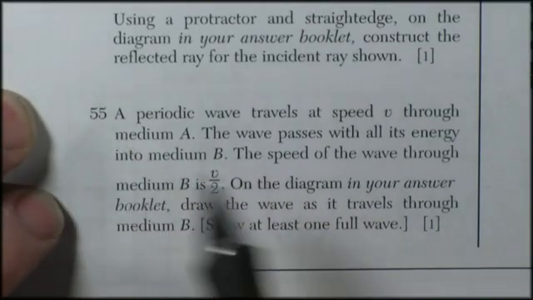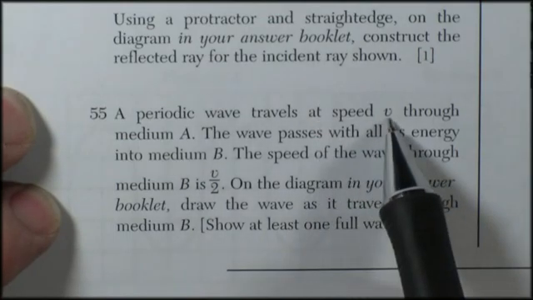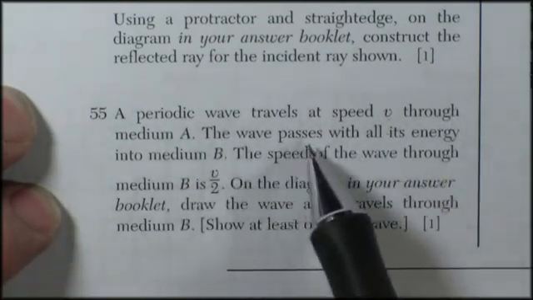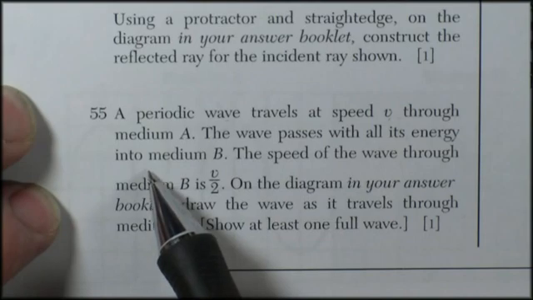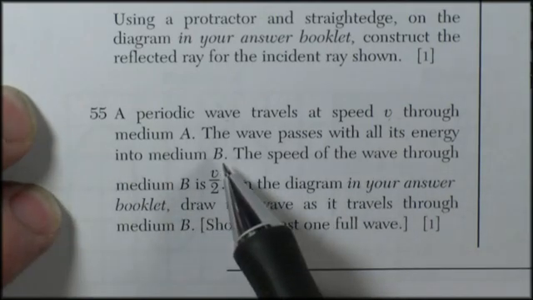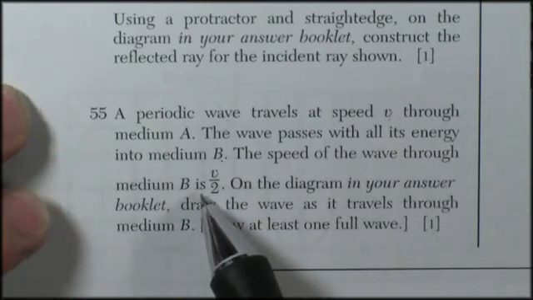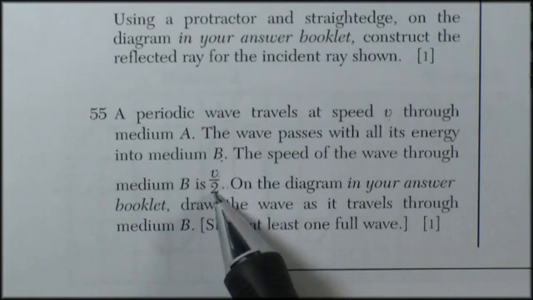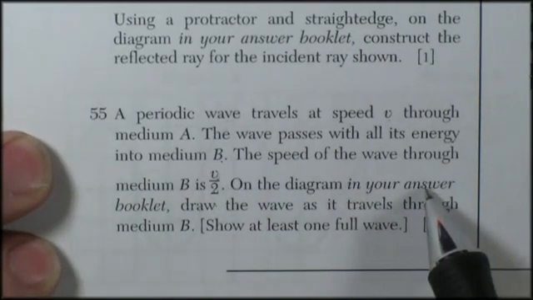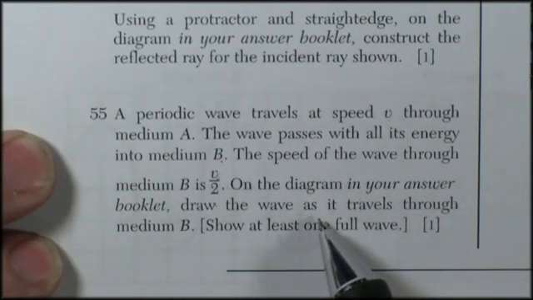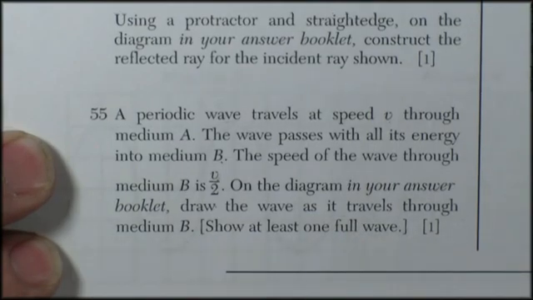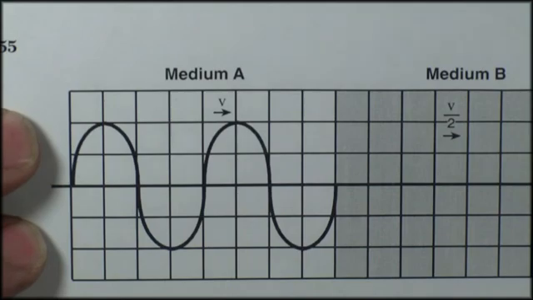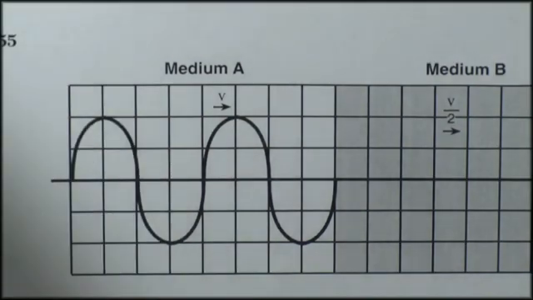Question 55. A periodic wave travels at speed v through medium A. The wave passes with all its energy, yeah, that'll happen, into medium B. The speed of the wave through medium B is slowed to 1/2 of v. In the diagram in your answer booklet, draw the wave as it travels through medium B. Show at least one full wave. And there's a picture we've got to deal with. And this is only worth a point. A lot of work for a point.